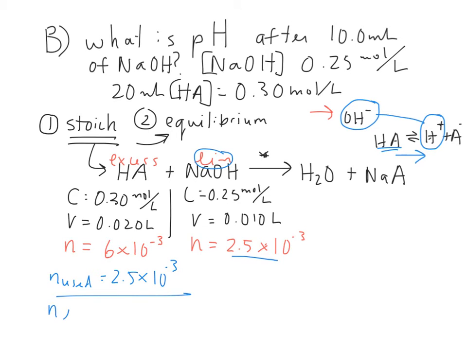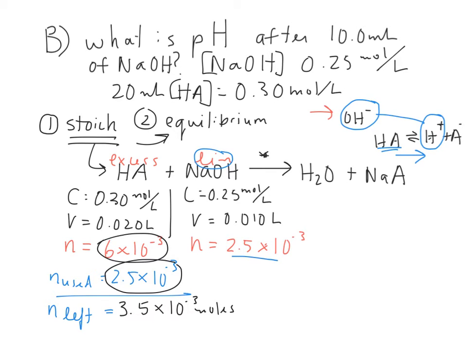So I'm going to calculate the number of moles of my acid that are left over just by subtracting this 6 times 10 to the power negative 3 by this 2.5 times 10 to the power negative 3. So correct me if I'm wrong, but I believe you get 3.5 times 10 to the power negative 3 moles of this left over, okay?